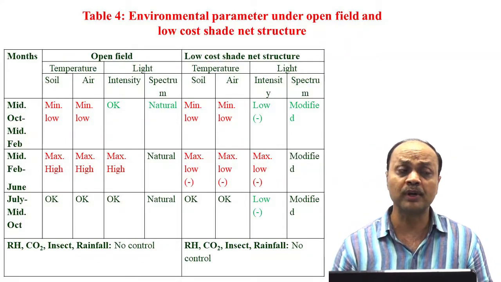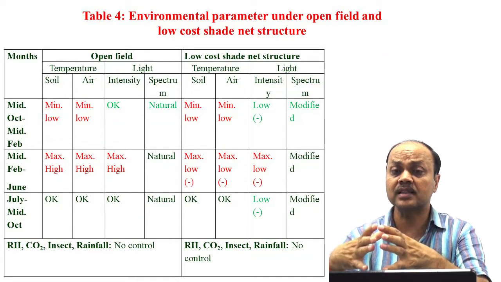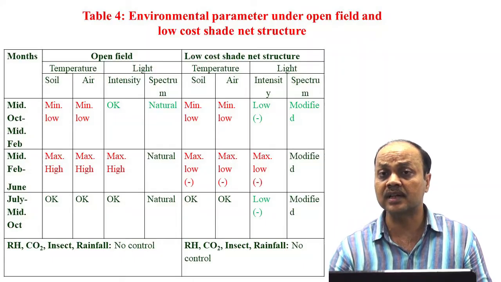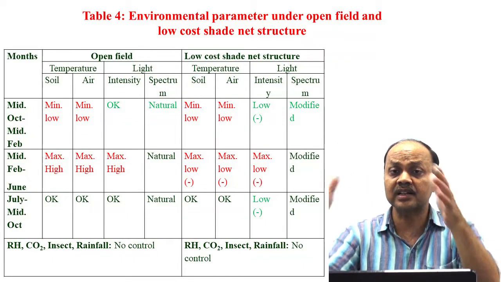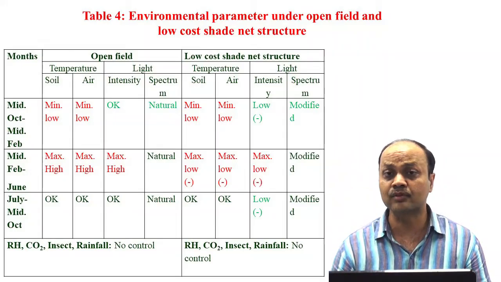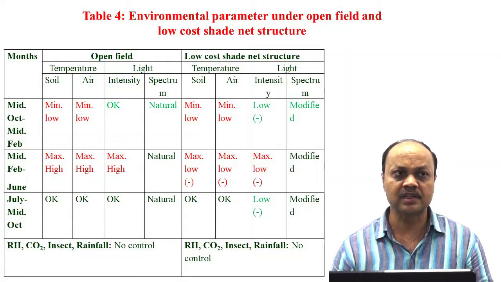I came to know that many farmers and many people used to say to me that they call the shade net structure a greenhouse, because the color of the shade net structure, the color of the cladding material, is green, so they think this is a greenhouse. But that is totally a misconception and wrong.